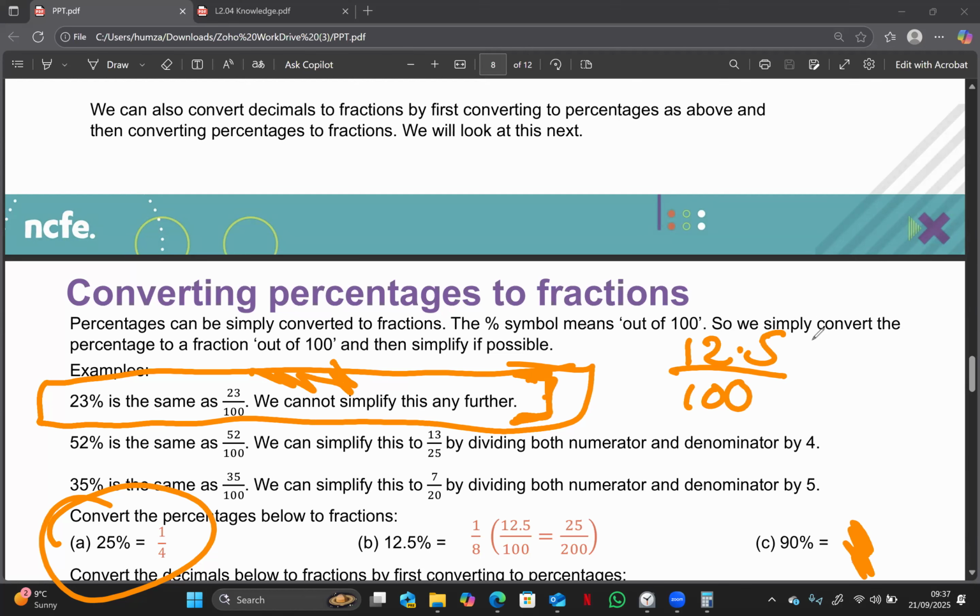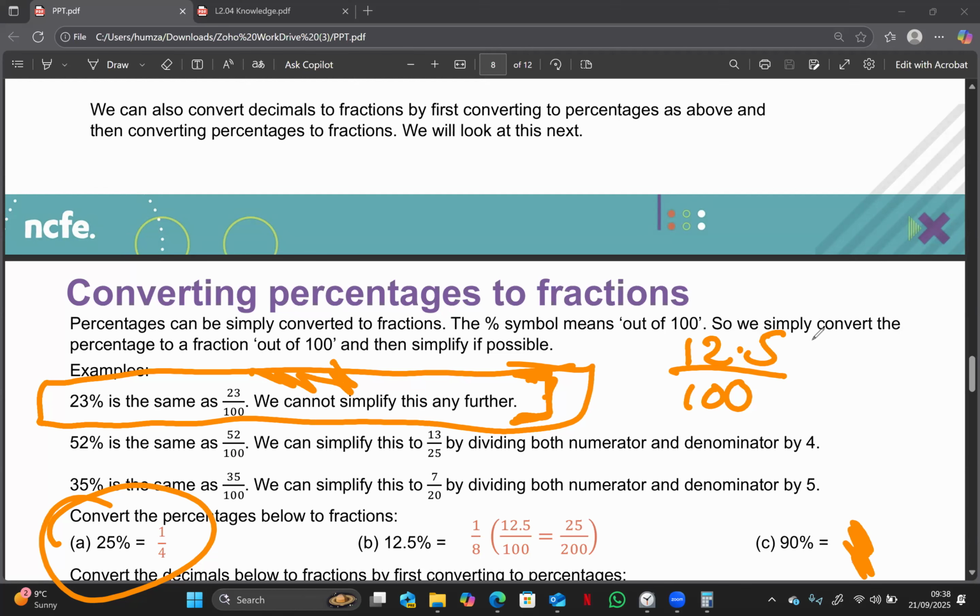Times 10, the top and the bottom. You can't do that, but you can do a smaller number than 10, which will make it easier for you. No, I'm stuck. Be honest. What is 12.5 times 2? What is it? 12 times 2. What's the answer? The answer is 25. Exactly. Is that a whole number, 25?